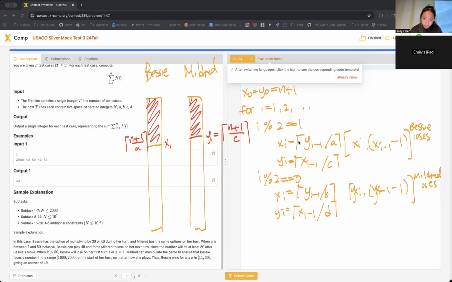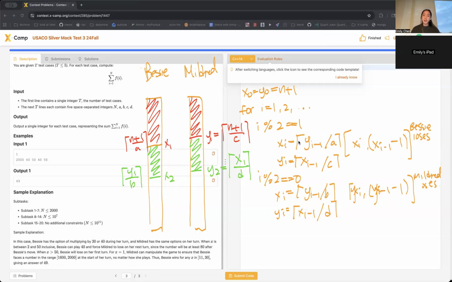Now, for the next interval, Bessie would win. This is between x1 and x2. And x2 is y1 over B. And this is similarly the same for Mildred. Mildred would win for all of y2 to y1. And this is between x1 over D.